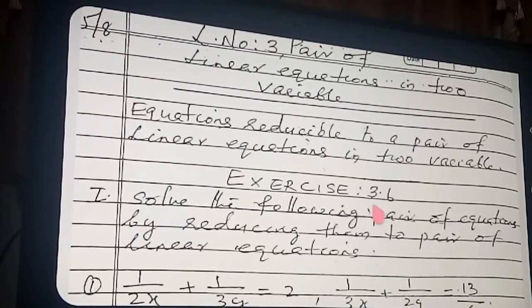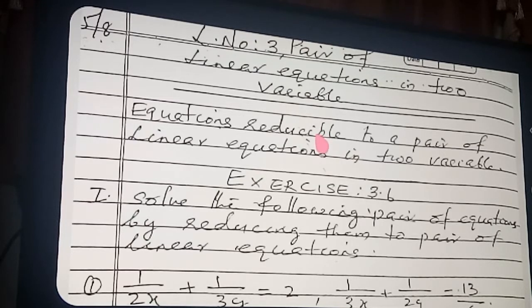Today we will start with exercise 3.6. Okay, so we have already completed the four methods, which are the graphical method, substitution method, elimination method, and cross multiplication method. All four methods are over. Now this is a different type of set of questions.